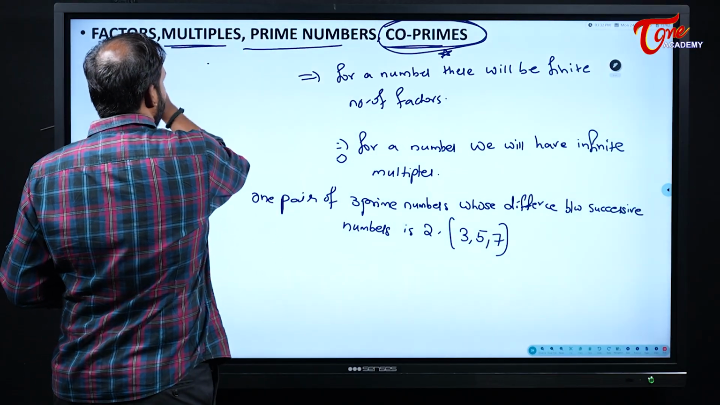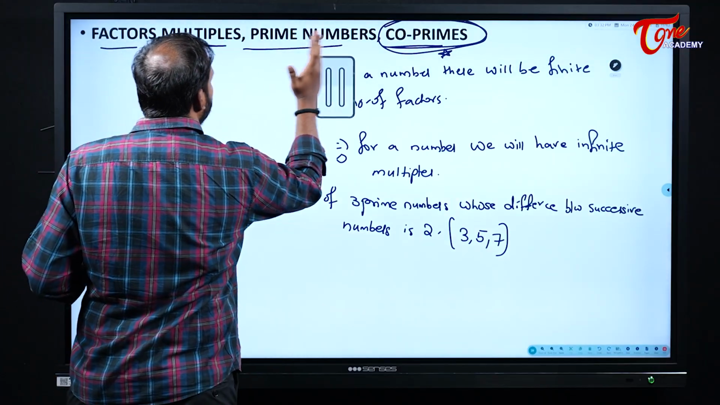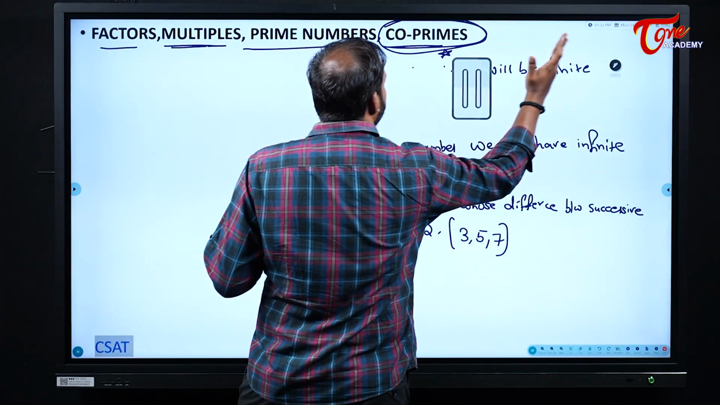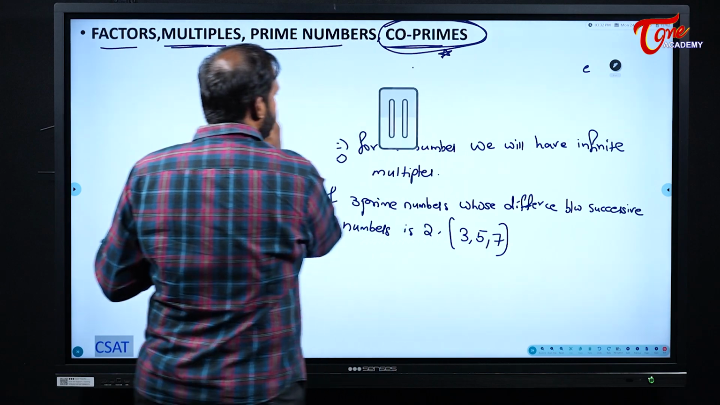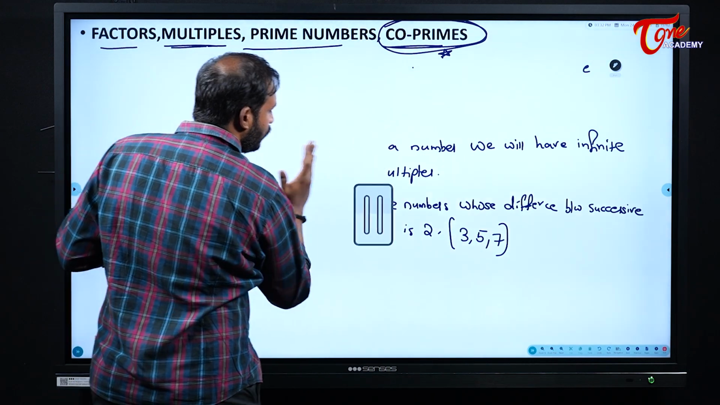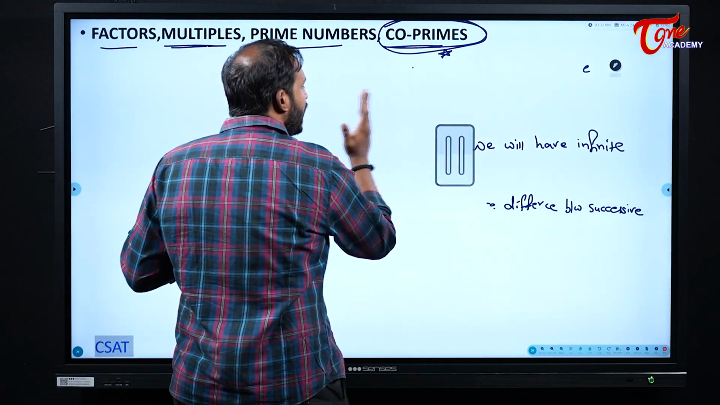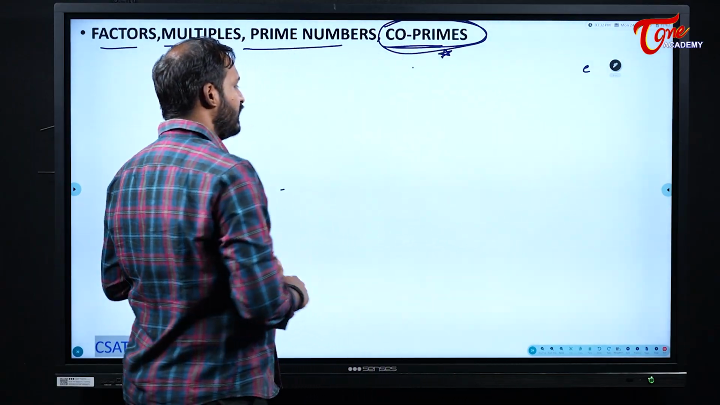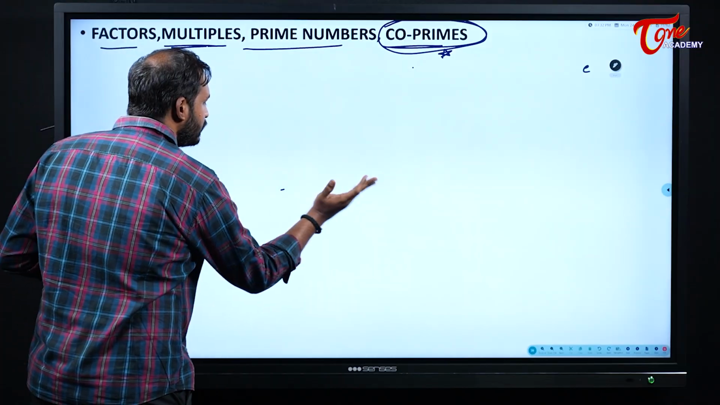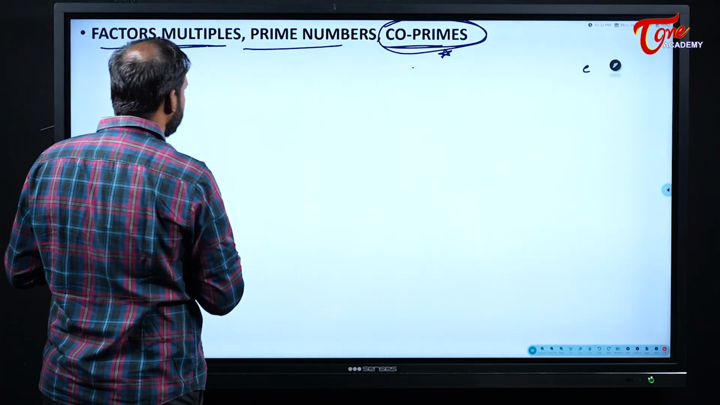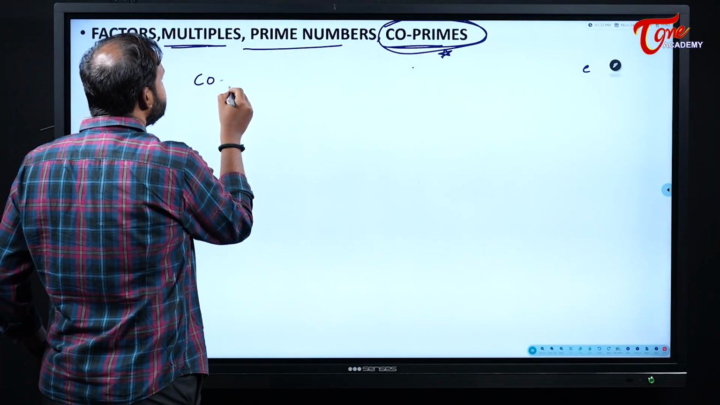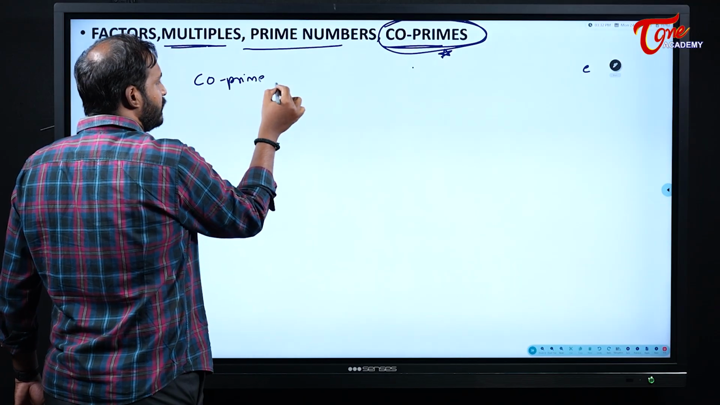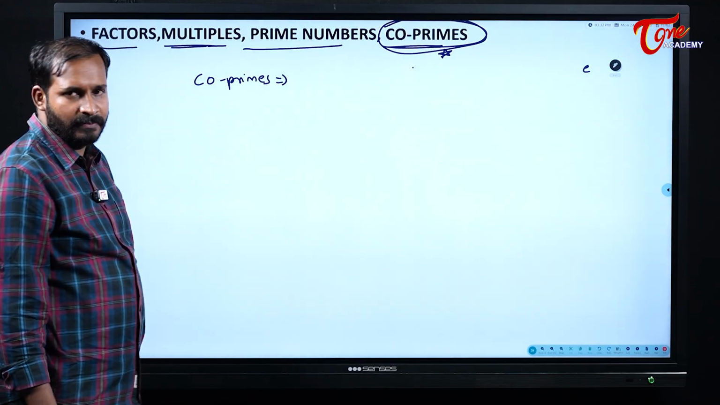Any two numbers, see, don't get confused by seeing the word prime in it. It is not like that. Only prime numbers will become co-primes, it is not like that students. Any two numbers whose highest common factor is 1 are co-primes. Any two numbers whose HCF is 1, and it can be 2 or more numbers. There is no rule that only 2 numbers should be there.